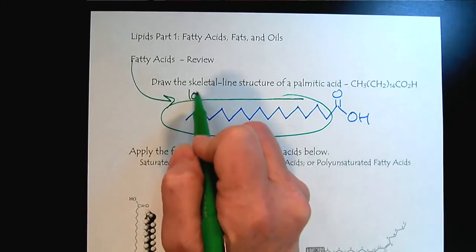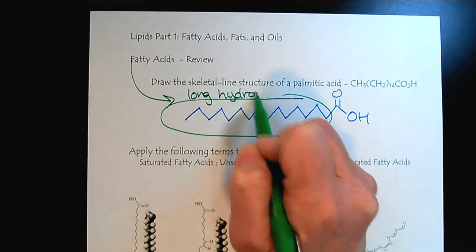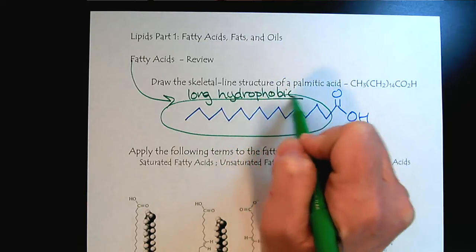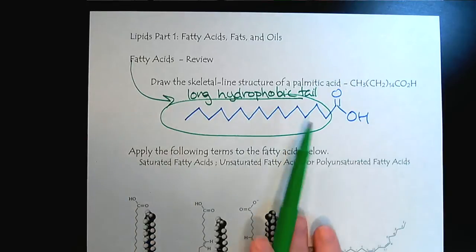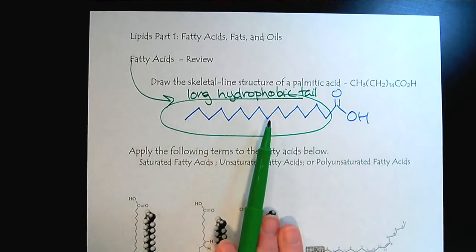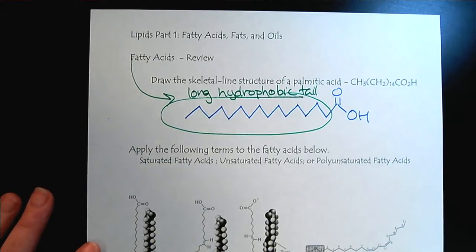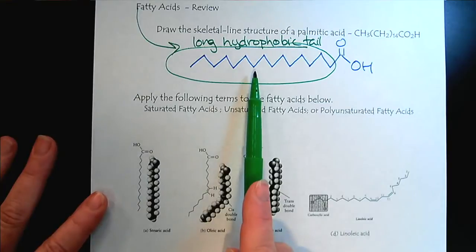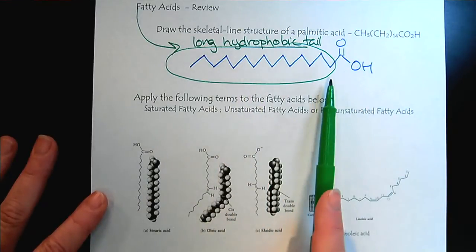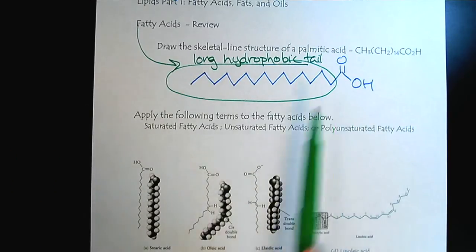there's a long hydrophobic tail, right? That wants London forces. So this part of the molecule loves to be with other fats. Of course, the carboxylic acid part is polar and wants to be with water. But this long hydrocarbon tail wins. So this would not be soluble in water. This would be fat soluble.